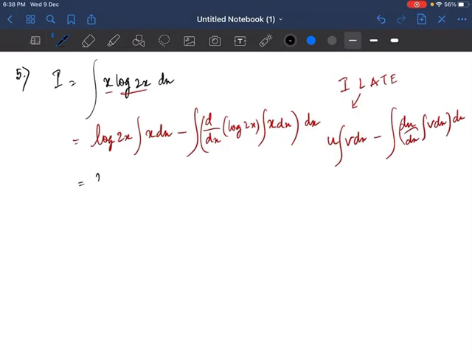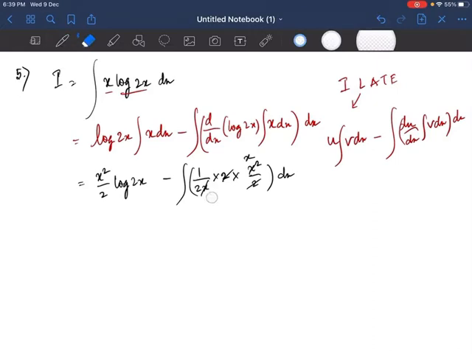Integration of x, we know that is x square by 2. So x square by 2 log 2x minus, this one becomes what? Integration of differentiation of log 2x is what? Differentiation of log x is 1 by x. So differentiation of log 2x is 1 by 2x, then differentiation of 2x, that is 2. And integration of x is, we already know that is x square by 2 dx. So let's see what's getting cut. So these 2 and 2 go away, and this x square x, here there will be x.